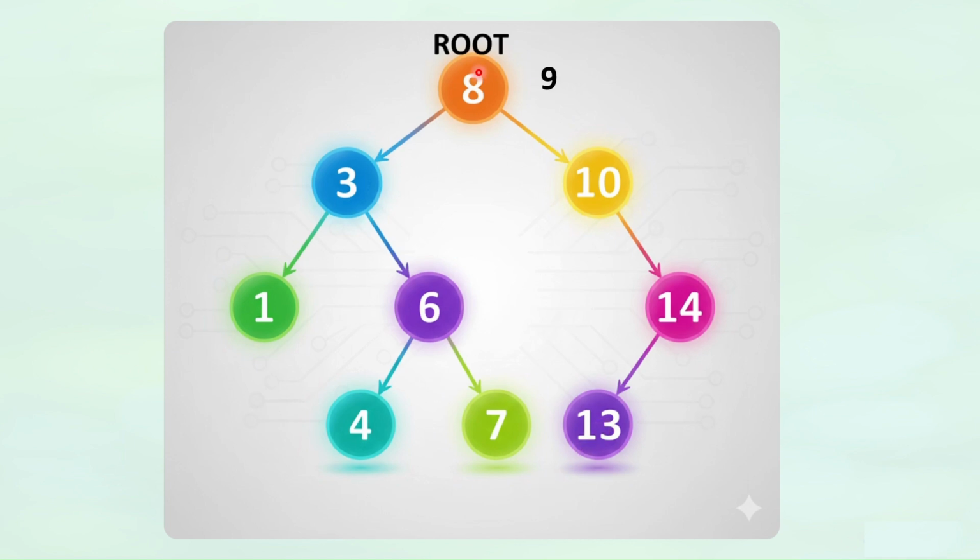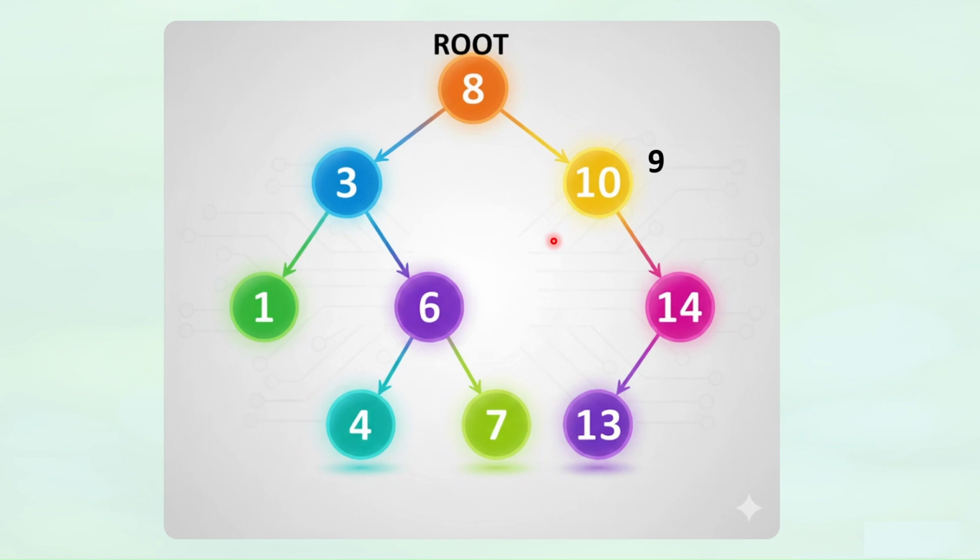I will take one more example. Consider I want to add the value 9 into this binary search tree. First of all, we will compare 9 with 8. As it is greater, we move towards the right side of 8. Now we will compare 9 and 10. Here I found that 9 is smaller than 10. So you have to move towards the left side of 10.